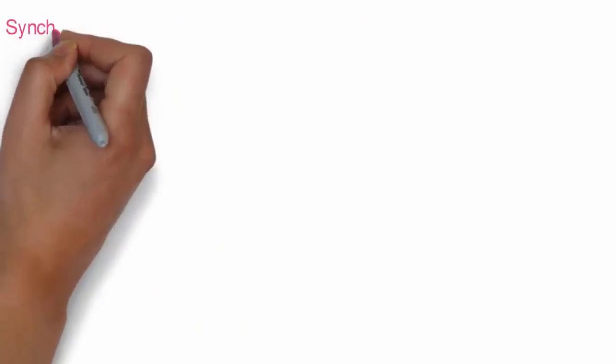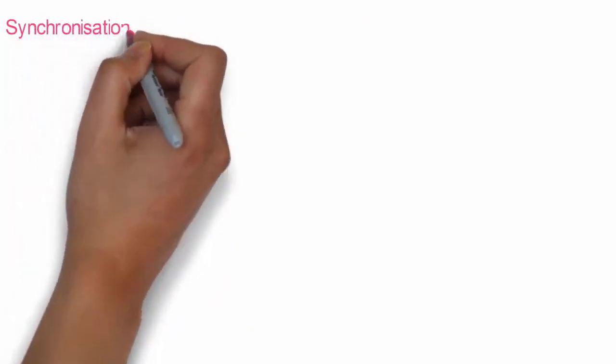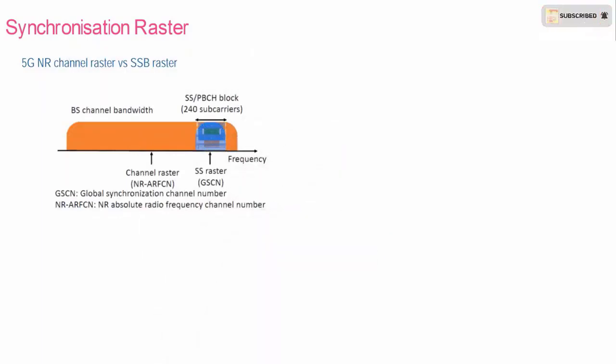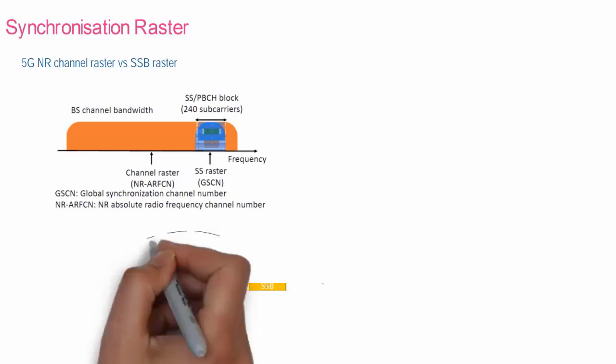So what is the synchronization raster in 5G NR? The concept of channel raster in 5G NR is the same as that of LTE. But if the frequency interval or channel raster is 100 kilohertz like LTE, the search time will be longer and there will be a higher performance requirement for the terminal. Right? In LTE it is 100 kilohertz, but in 5G the frequency range is very high. So in that case, if it tries to scan on every 100 kilohertz channel raster, it will take too much time. So it will affect the UE performance.